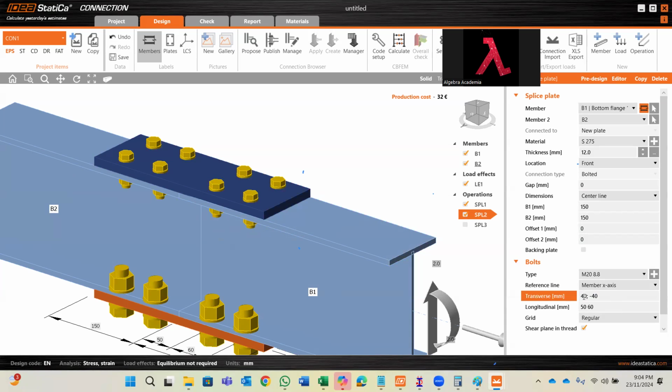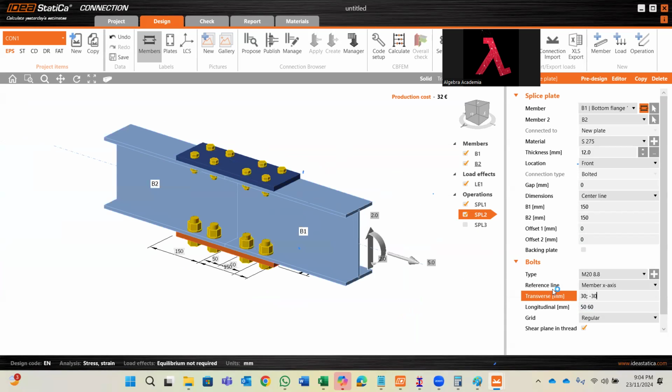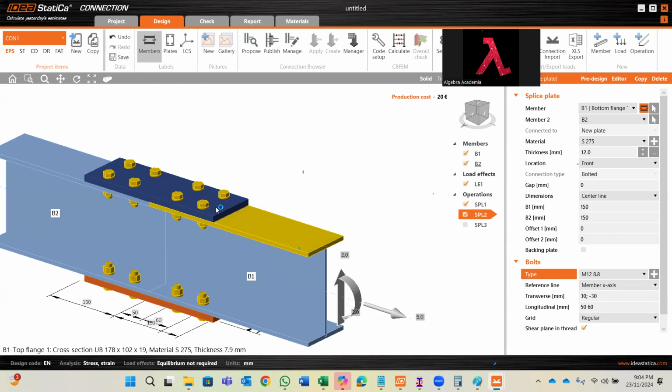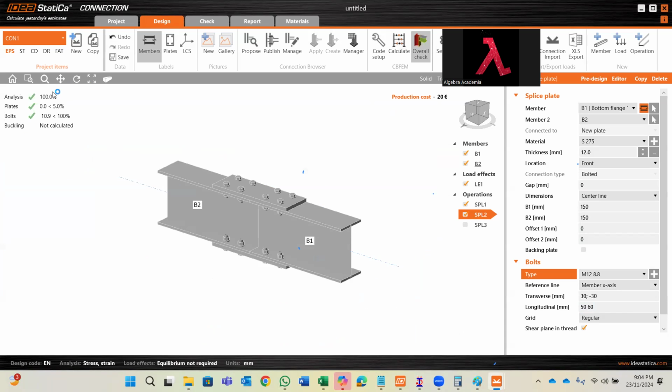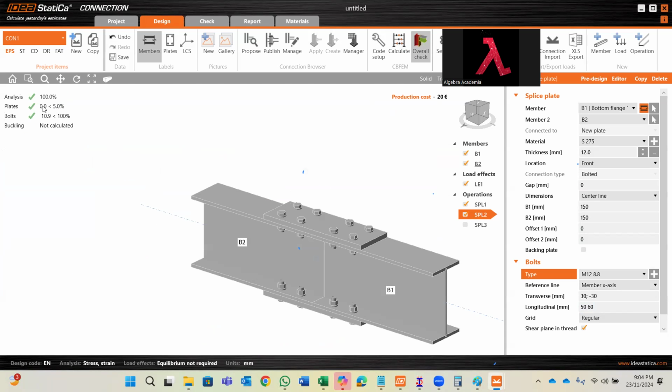And going below here, so same 30, 30. And changing the bolt is M12. So having this side 2 bolts, having another side 2 bolts. That's all. So I'll rerun the analysis again. Can you see here? Again, it shows 0, but it does not mean it is 0. There are stresses as well. And the bolt, which is only 10.9 percent. So I'll go to the detailed report.